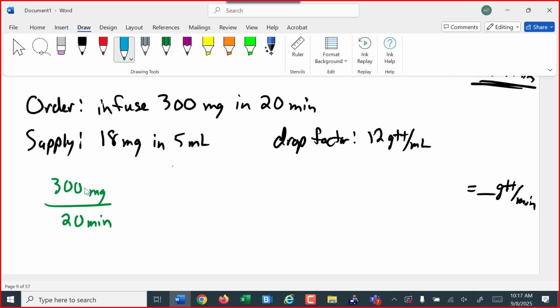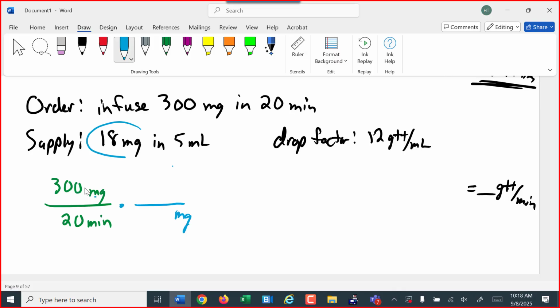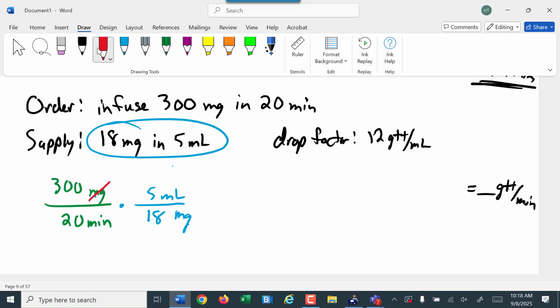Now let's take a peek at this one then and see how you're doing. So I threw a little bit of a change up in here on this one. It's not over hours, it's over minutes. So we don't have to convert the minutes. So we start out with the doctor's orders of 300 milligrams over 20 minutes. And we don't have to convert the time this time. So we'll start right in with converting the milligrams. So put milligrams on bottom to cancel them out. Our supply label says that 18 milligrams is equivalent to 5 milliliters. So the milligrams cancel out.